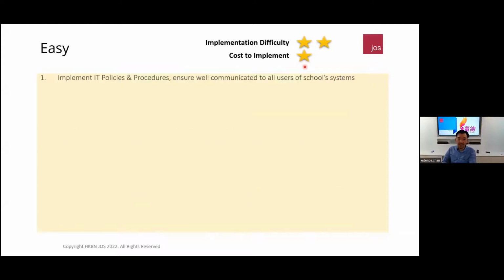Okay, first one: it's very easy for us to implement an IT policy and procedure so that we can ensure good practice in the school, but it's important that we communicate well to all the users in the school. You can use some of what we're going to share today and include it in your IT policy. Once a year, we do awareness for all the users to keep them reminded about these good practices.